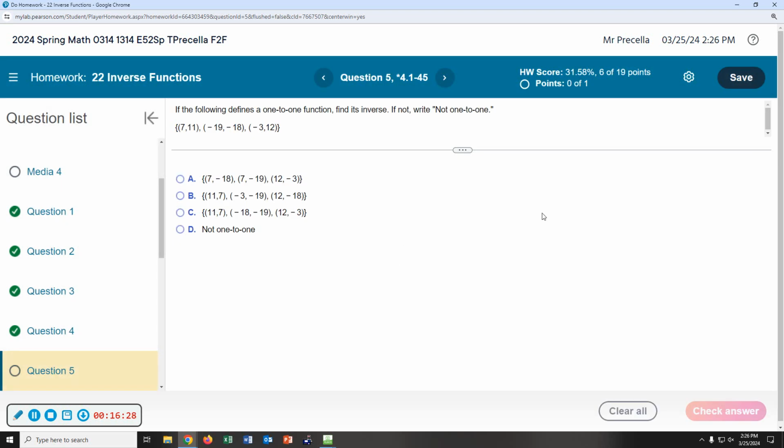Now, if the following defines a one-to-one function, they want us to find the inverse. If it doesn't, write not one-to-one. Let me write this problem down. This is number 5, and we have the function with the ordered pairs 7, 11, negative 19, negative 18, and negative 3, 12.